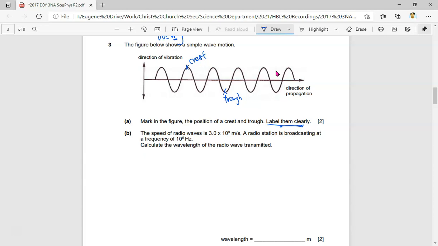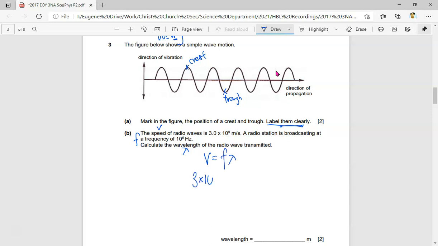Find the wavelength. So I've got speed, which is v, and frequency, which is f. They asked me to find the wavelength, which is lambda. How are these three related in the wave equation? The wave equation is v equals f lambda.